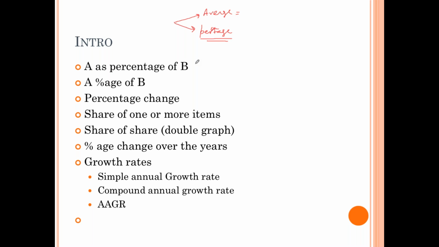In percentages, primarily we do three types of calculation. One is A as a percentage of B. What do we mean by A as a percentage of B? It means A by B into 100. It's very similar to the marks that you calculate in school or college. Like for example, you got 400 out of 500. So you can say 400 upon 500 into 100, so I got 80%. This is the way we do this calculation.